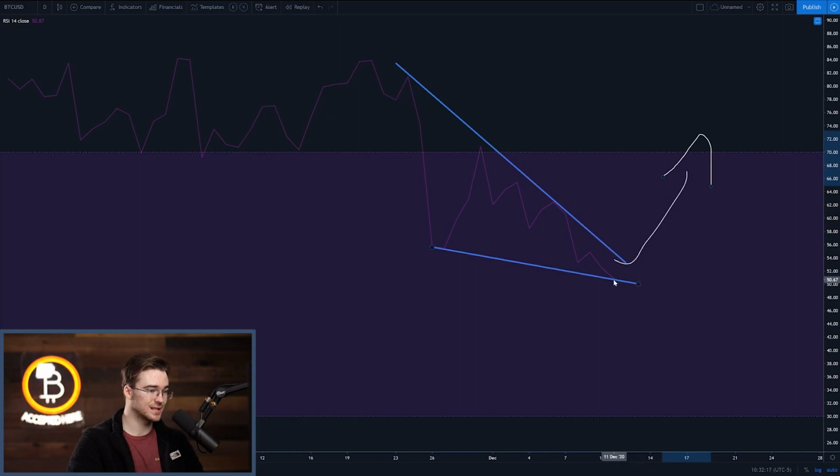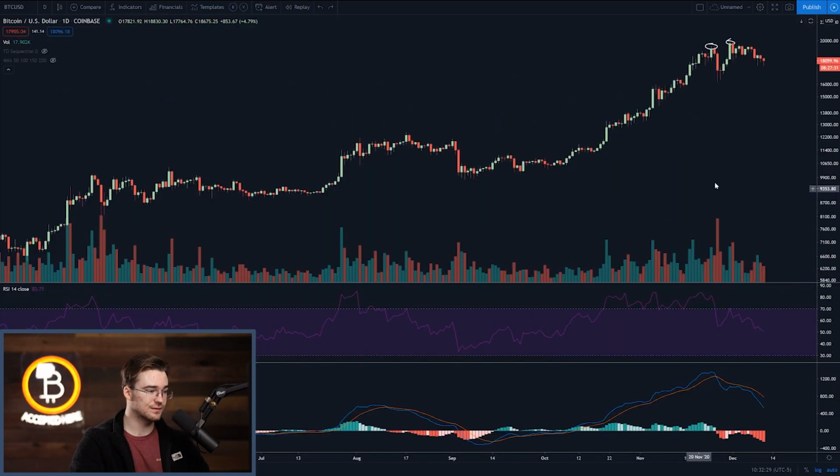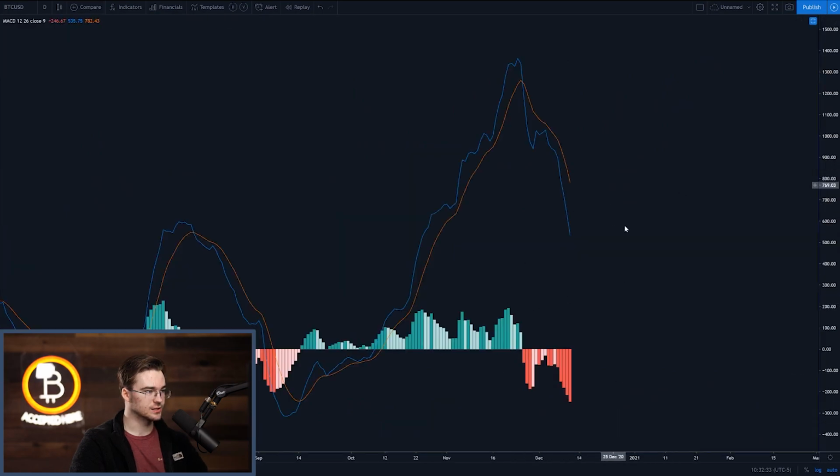That's the question. We're actually hitting 50 on RSI on the daily chart. That's not what you normally see during a rally. You normally see RSI pulling back to 65, maybe 60, not 50 during an uptrend. And obviously MACD isn't looking that healthy.